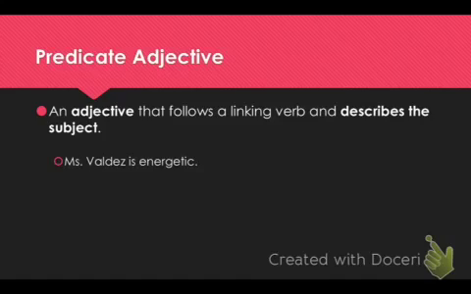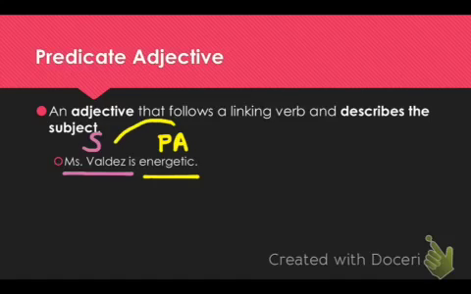A predicate adjective is an adjective that follows a linking verb and describes the subject. So in this sentence right here, again, Ms. Valdez is the subject. The adjective energetic is the predicate adjective. I'm going to mark it with a PA. And this adjective energetic is describing Ms. Valdez, the subject of the sentence.